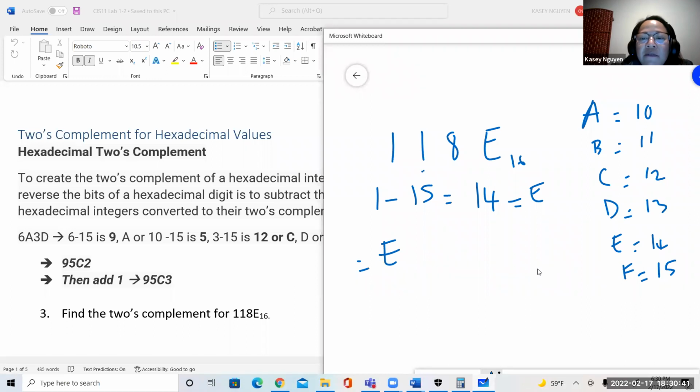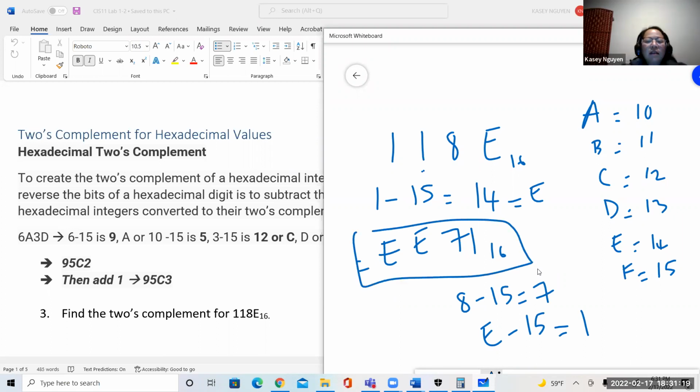And then the same thing for the next one. We know that it's E because we already did that. Then for the 8, we're going to take the 8 and subtract it from 15. So I'm going to write it down here. 8 from 15 is going to give you 7. And then lastly, E: as you see, E is 14. The difference between 14 and 15 is 1. So your answer is that.